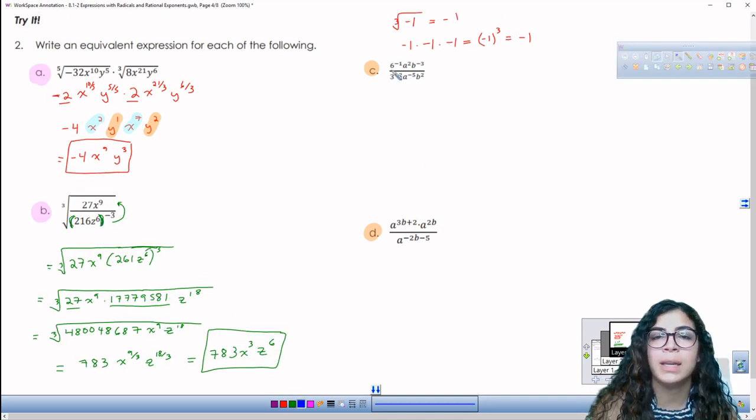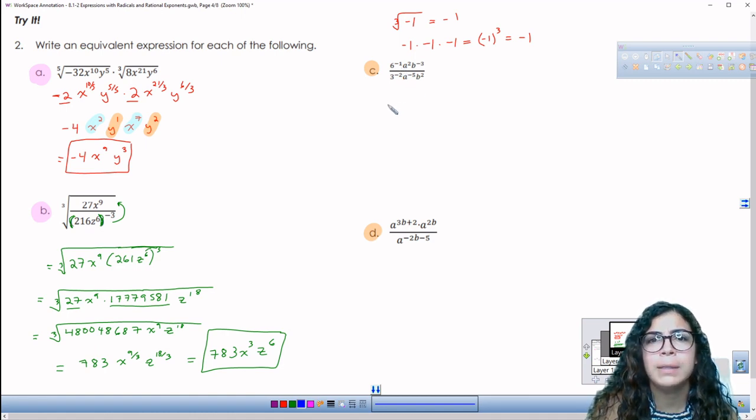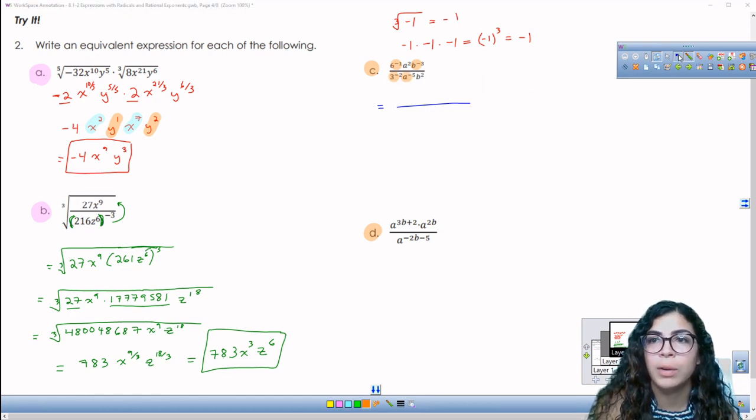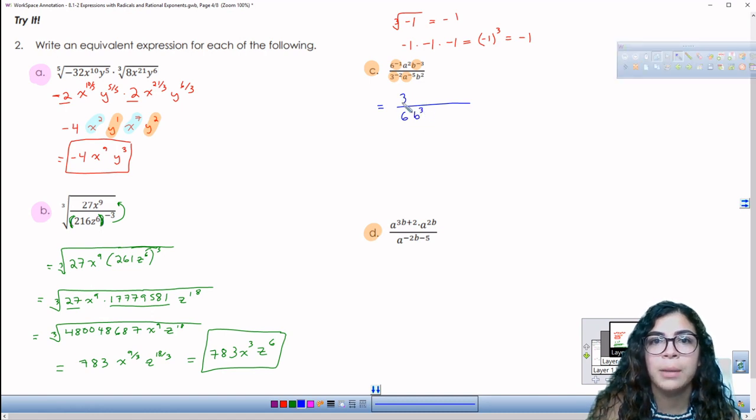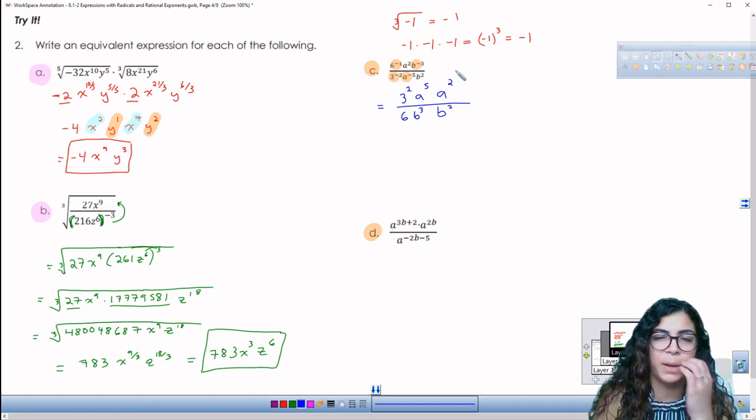Moving right along, let's look at C. Okay, so we have a lot of negative powers. What I'll do right now is just move the negative powers to the opposite side. So I'm going to move these two terms to the denominator, and I'm going to move these two terms to the numerator. So 6 to the power of positive 1, b to the power of positive 3, 3 to the power of positive 2, a to the power of positive 5. And then a to the power of 2 will stay in the numerator because that was positive. b to the power of 2 will stay in the denominator because that was positive.